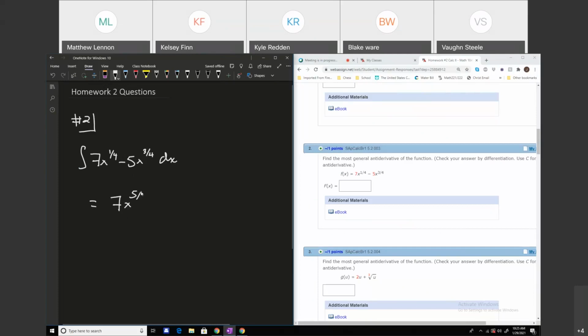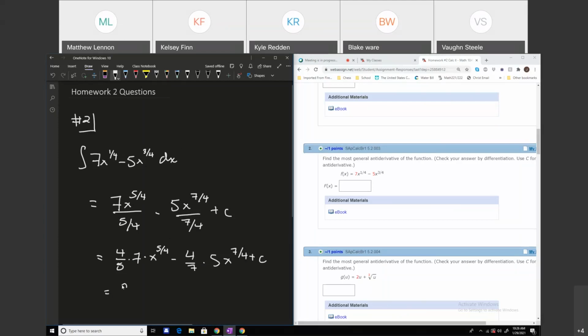7x to the 5/4 divided by 5/4 minus 5x to the 7/4 divided by 7/4. And remember, dividing by the fractions is the same as multiplying by the reciprocal. So this would be the same as 4/5 times 7 times your x to the 5/4 minus your 4/7 times 5 x to the 7/4 plus your c.